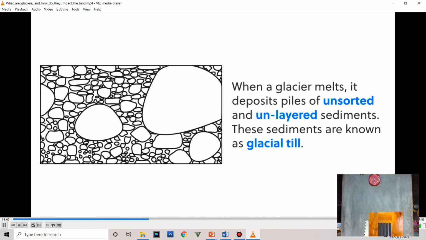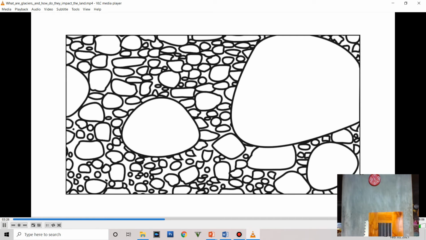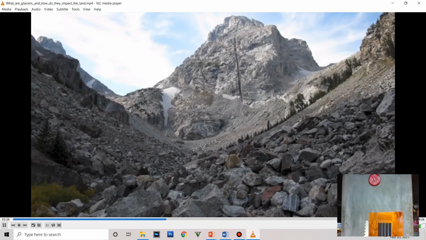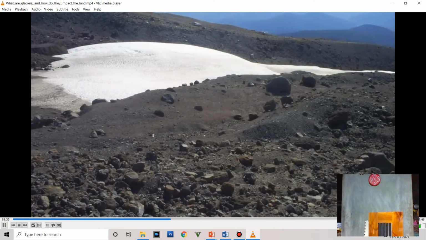When a glacier melts, it's going to deposit or drop off all of the sediment, all of the pieces of rock and sand and silt and clay that it was carrying with it. And when it does so, it just kind of drops it off. And so we end up with these big piles of unsorted and unlayered sediment. And we have a term for these sediments, and that's called glacial till. Here you can see big, small, all mixed together. And this is what it looks like in reality. And this serves as further evidence that there was once a glacier in this area.